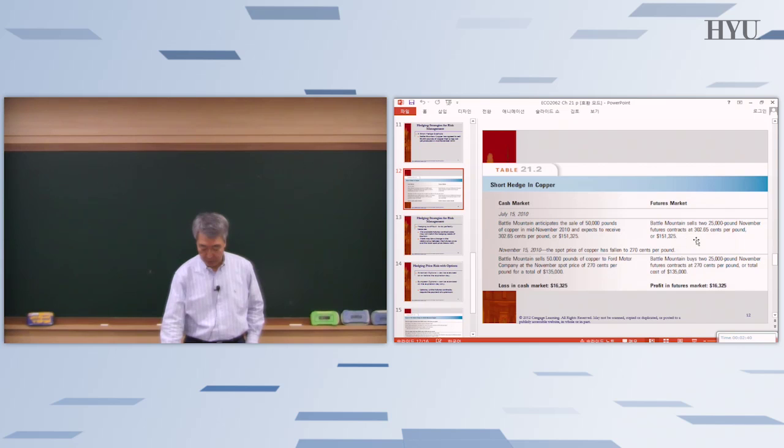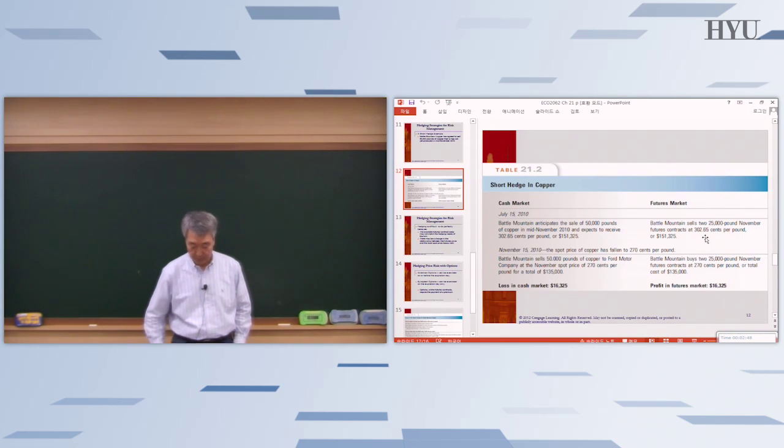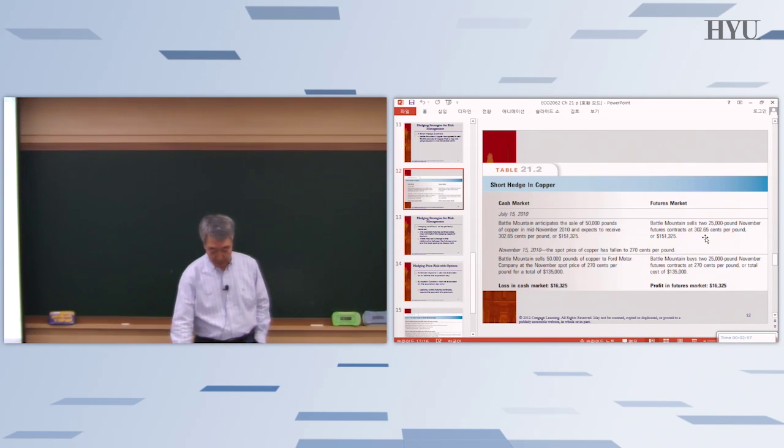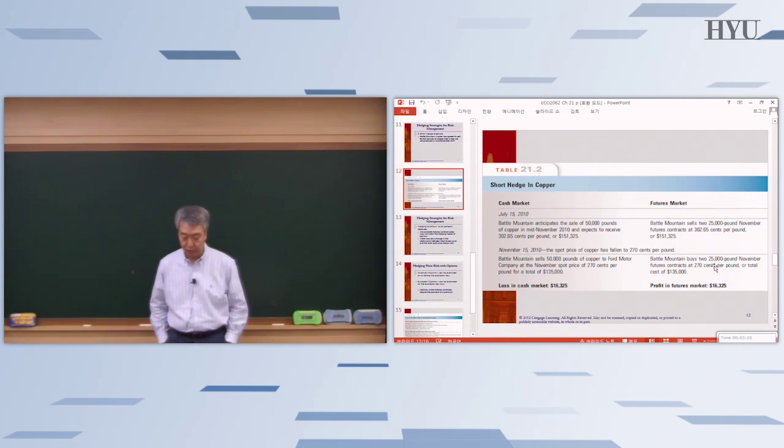could do was they could sell 2 units of November future contracts at the expected price or strike price of 302 cents, okay? And at that time, they could receive $151,325, okay? And when, in fact, the price declines to 270 cents per pound, what they can do is they could buy 2 units of November future, okay?